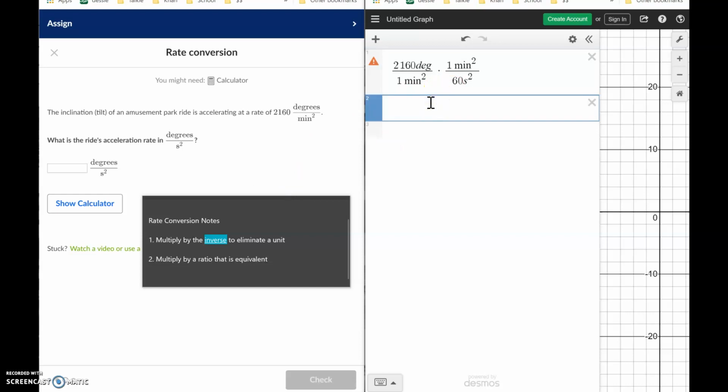Now I'm going to go ahead and multiply these without the units. So in the numerator we've got 2160 times 1 squared. And in the denominator we've got 1 squared times, and I got to put it in parentheses just because that's the way I practiced, 60 squared, which gives us 0.6.